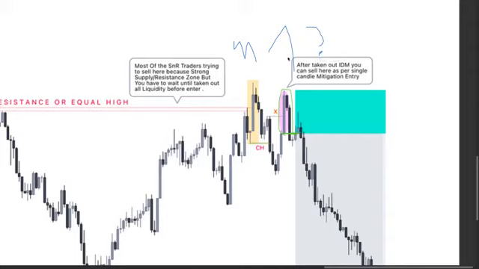What is this? And this is a single candle order block, you can say. And at this time, you can sell here on the pullback.